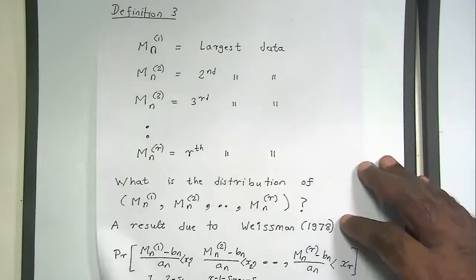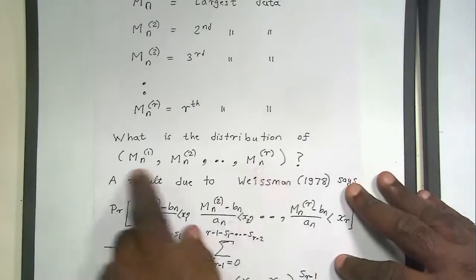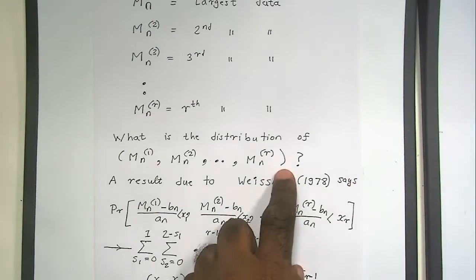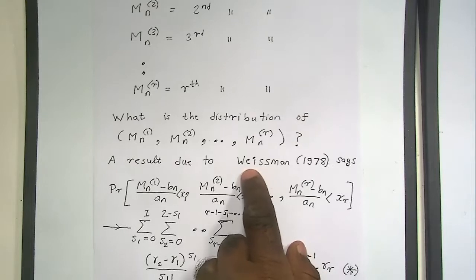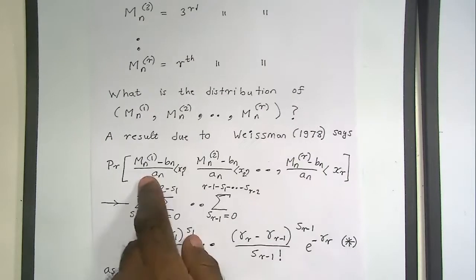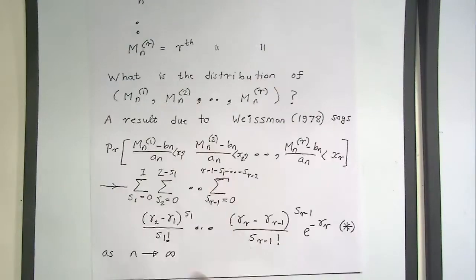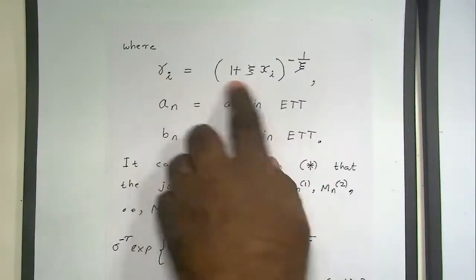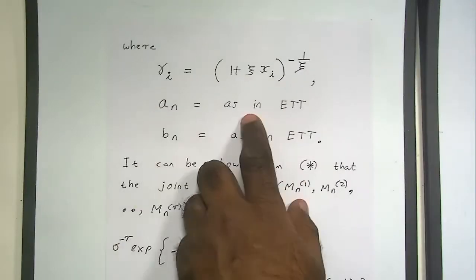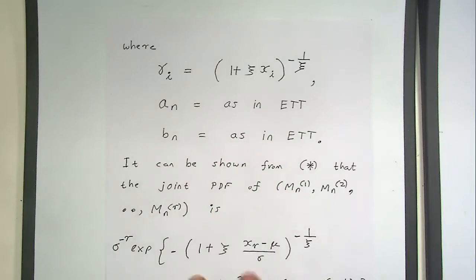All right. Then the question is, what is the distribution of this vector? So we want to know the distribution of this vector. And there's a result due to Weissman, 1978, which says that the joint distribution of the scaled version of this approaches something like this, as n approaches infinity, right? Where gamma i is given by this, and an and bn are the same as in the extremal types theorem.